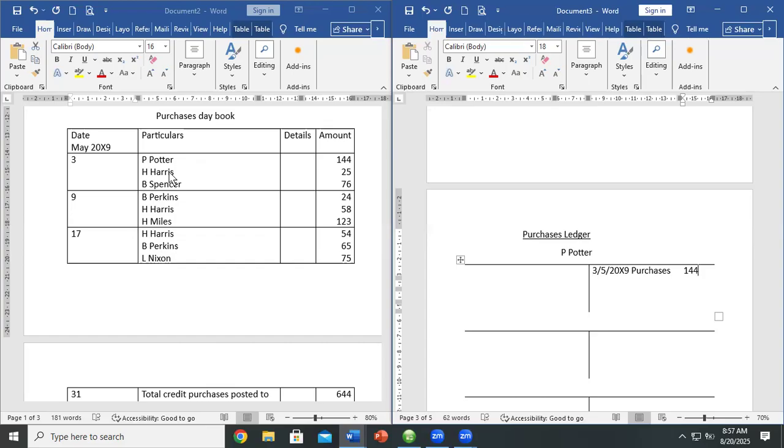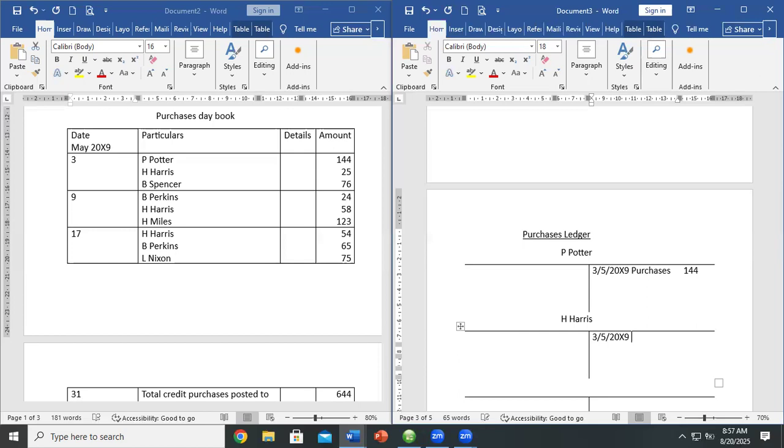The next person is H Harris. So we open an account for H Harris. So you see that preparing the ledger is easier. You just have to know where you are putting what, and that's all. So 3rd May 20X9. I think the challenge with some of you is that you see it to be plenty. But that shouldn't be a challenge. If it's plenty and you are able to do it, it's better than it's not plenty but you cannot do it. Okay.